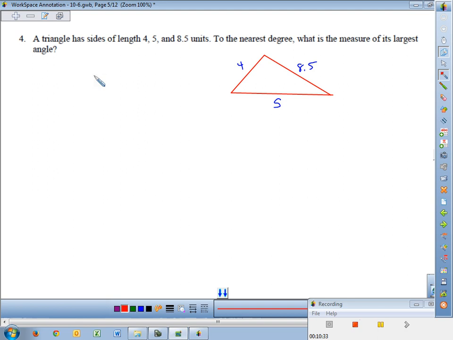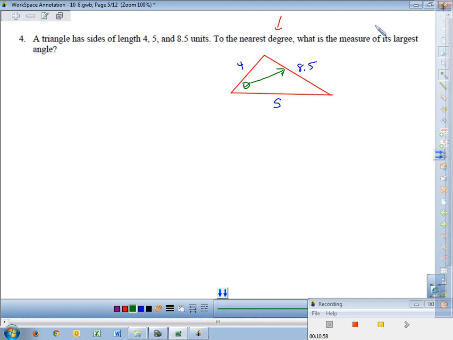And the next one, on the back side, we got to draw a picture of that again also. So I'll let you pause the video and get that done. Then it says find the measure of the largest angle to the nearest degree. The largest angle is across from the largest side. It doesn't matter how your picture looks. Your picture could be kind of all out of proportion. But if 8.5 is the largest side, then the largest angle is across from him. So I'll put myself a theta there.